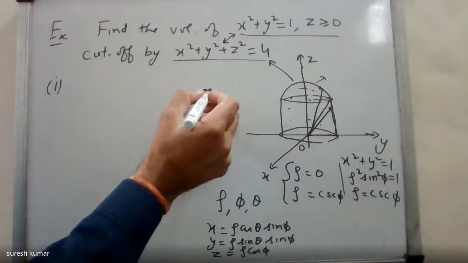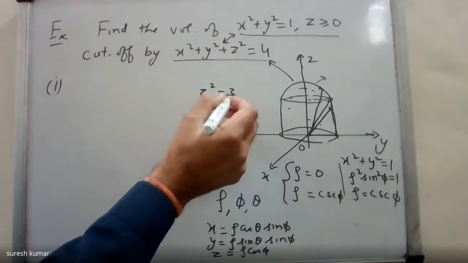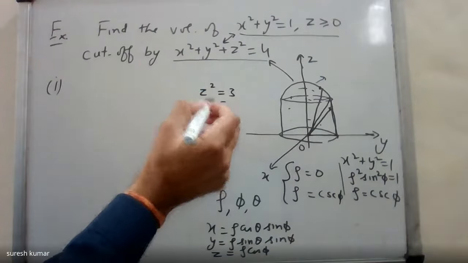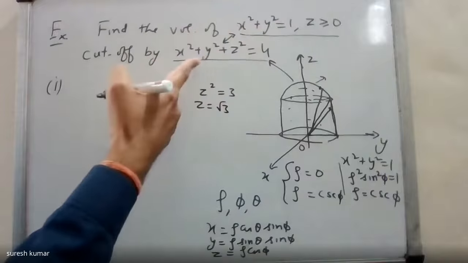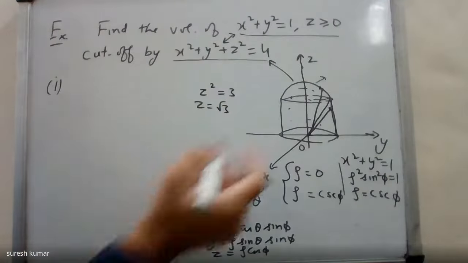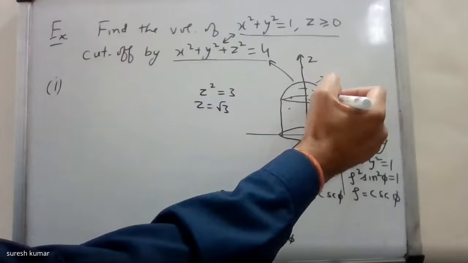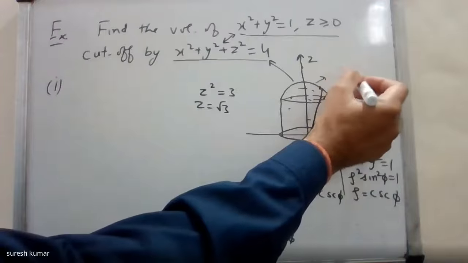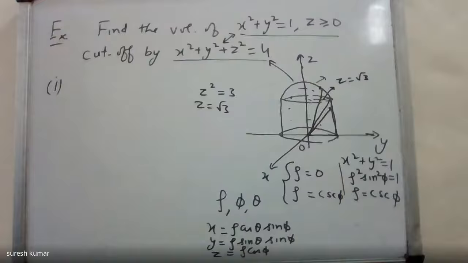It is z square equal to 3, means z equal to root 3. Clear? If I put x square plus y square equal to 1 here, z square is 3, z is root 3. So this plane is clearly z equal to root 3. This circle lies in the plane z equal to root 3.